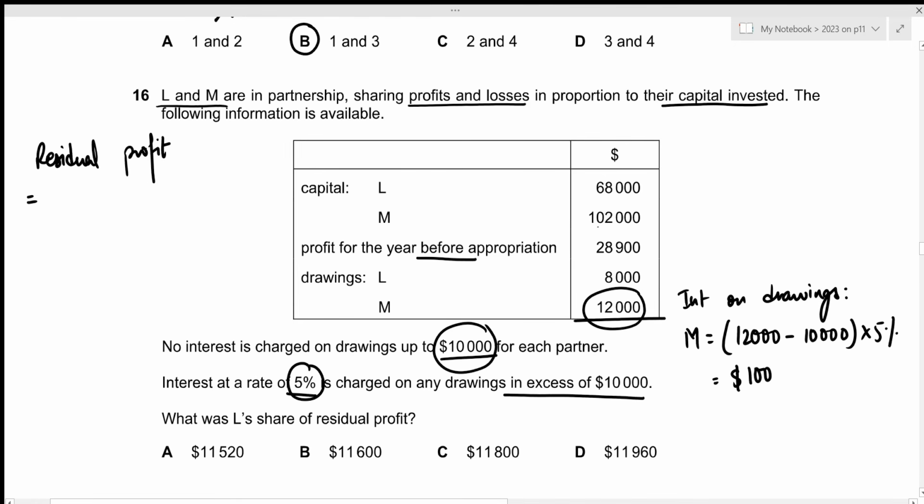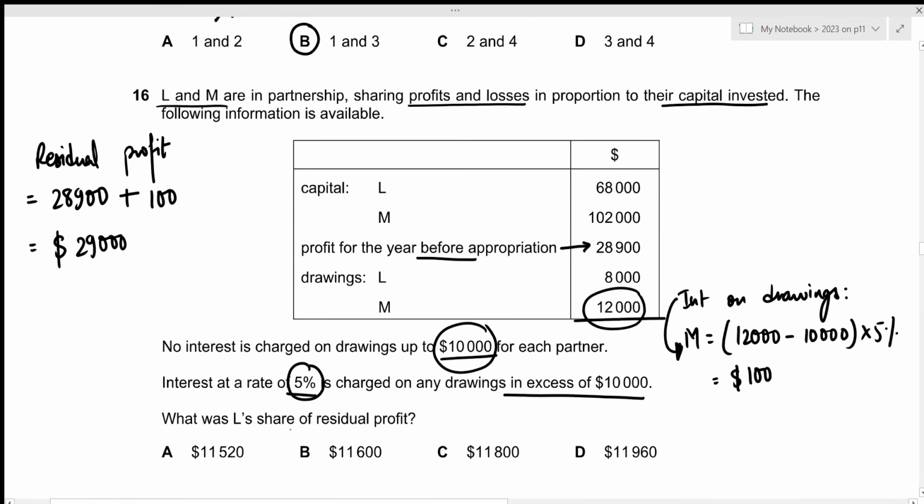For this one, we start with the profit for the year before appropriation. That's 28,900. And then we have to make an adjustment for the interest on drawings for partner M. And interest on drawings is something that the partners will pay to the partnership. So the profit will increase. So we just have to add the interest on drawings. This will give our residual profit the value of 29,000.